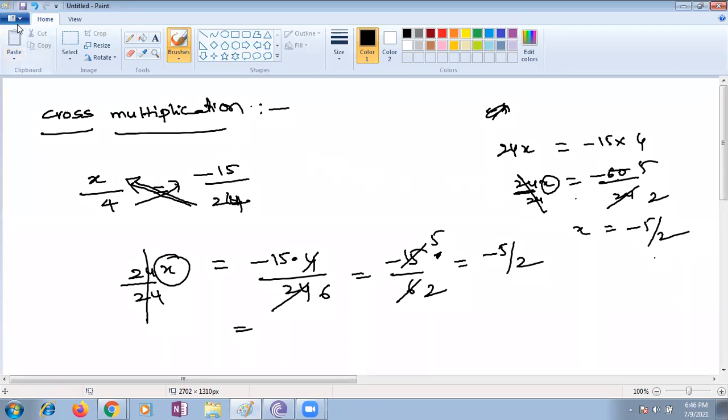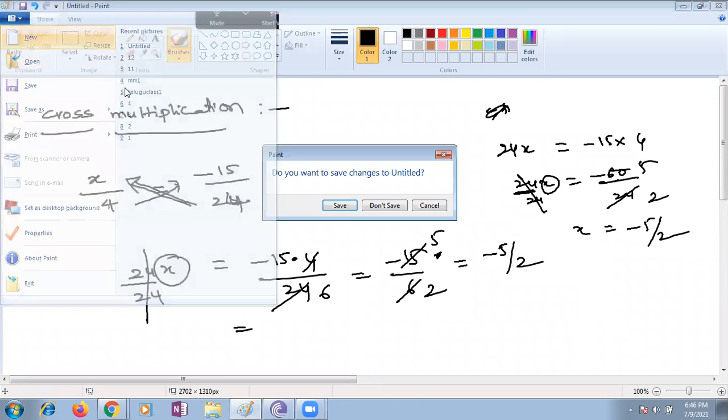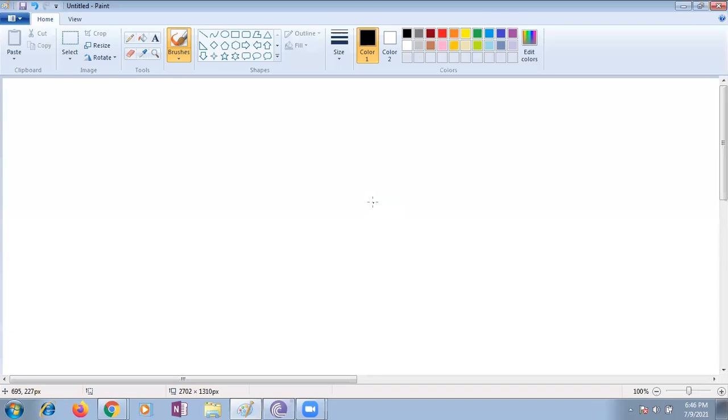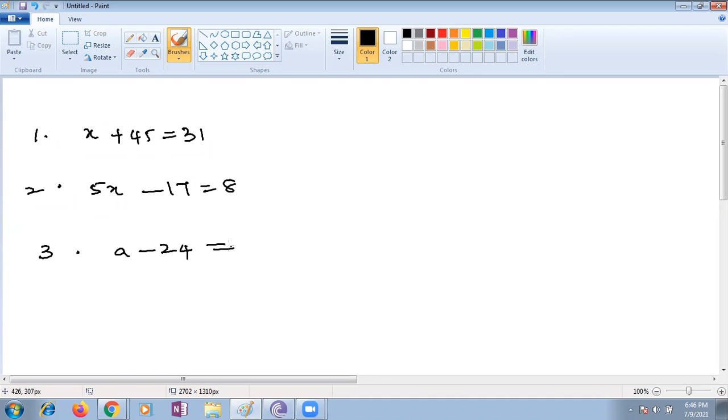There are many methods, children. Try to understand or try to see the part, and you can do it in any method. Now, my questions for you, children. Everyone should answer in the chat box privately. This is like a small test for your memory. First, x plus 45 is 31. Second, 5x minus 17 is 8. Third, what is the value of x? We need to find only that. You have to find the values of x, my dear.